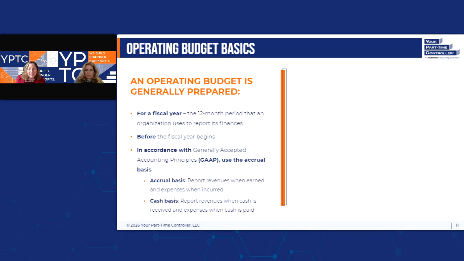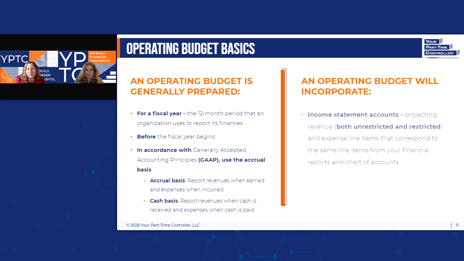Very similarly, you want to be comparing apples to apples all year long. So your budget should reflect the same line items for revenue and expense that you report in your monthly financial statements as well as your annual audit. And that includes consideration of both unrestricted and restricted revenues. So Carol, let me ask you, how often do you see organizations prepare only the unrestricted budget? Yeah, probably all the time.